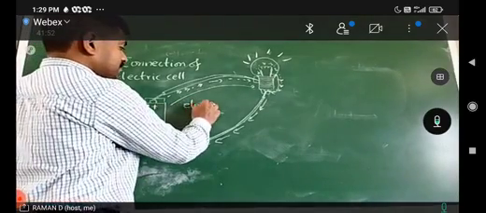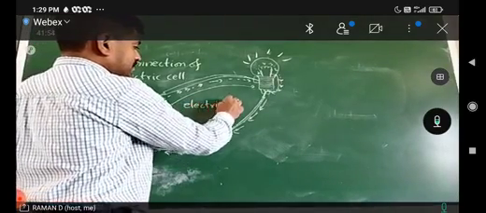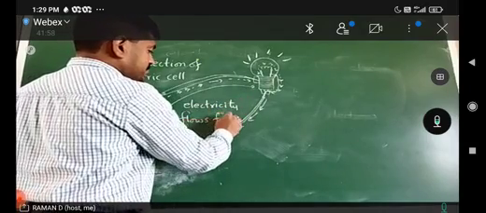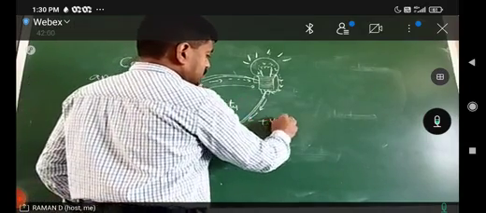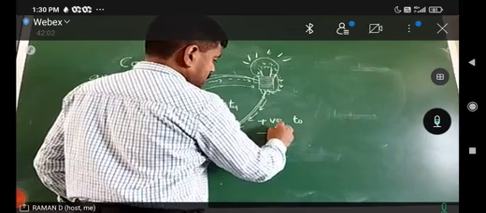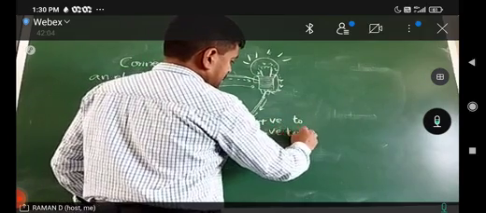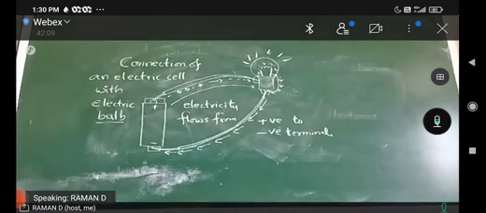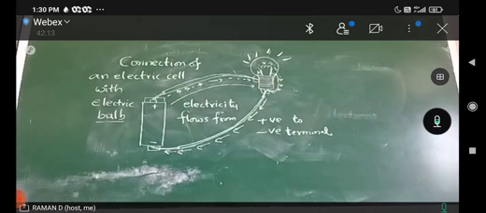Electricity flows from positive to negative terminal. Right? So an electric cell has to be always connected to a device with cables.